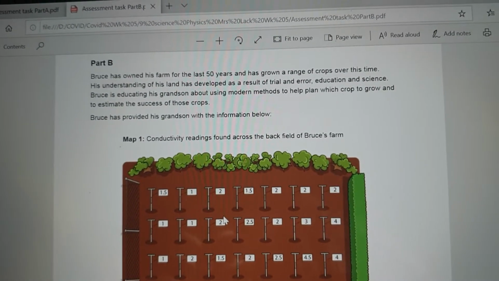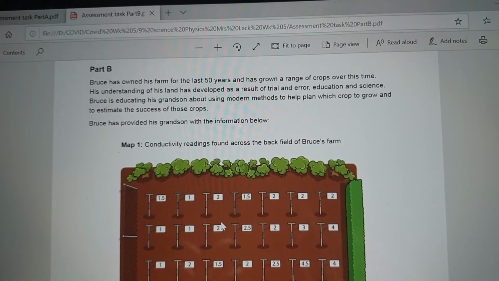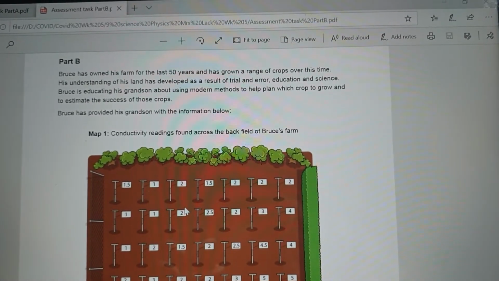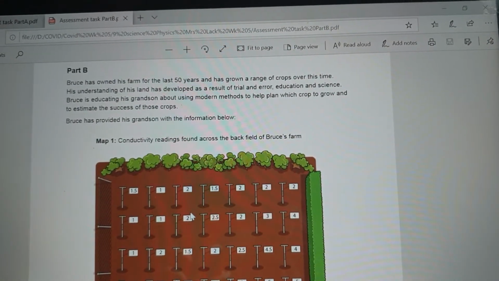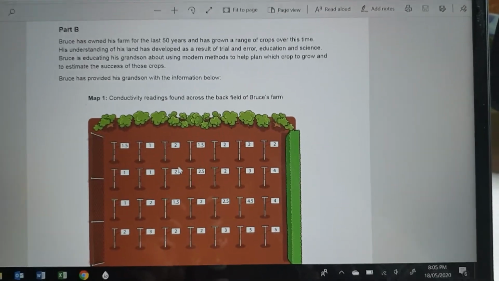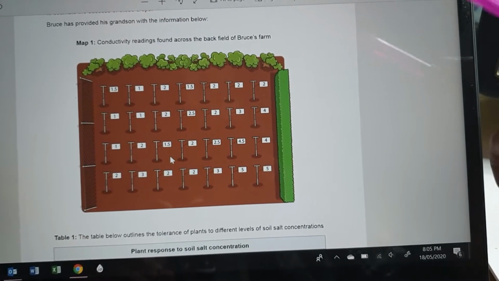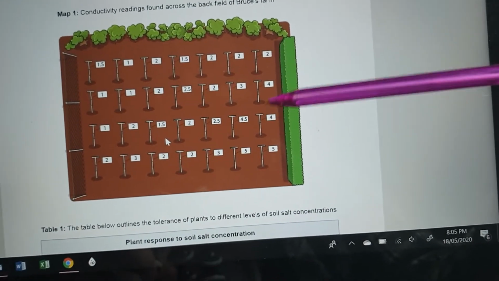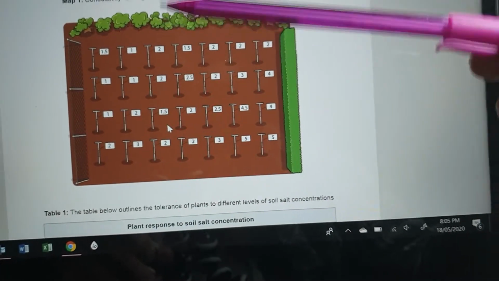So Bruce has owned his farm for the last 50 years and he's grown a range of crops over this time. His understanding of his land has developed as a result of trial and error, education and science. Bruce is educating his grandson about using modern methods to help plan which crop to grow and to estimate the success of those crops. So he's provided his grandson with this information. Bruce has had some soil testing done, and in this paddock, this was the electrical conductivity at each of the test sites, right? So we're going to assume this is 1 hectare in size.